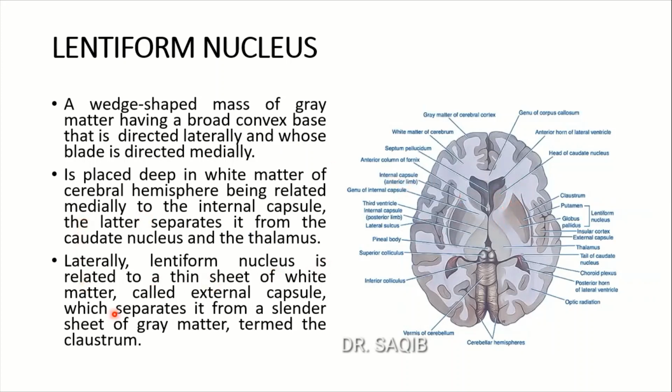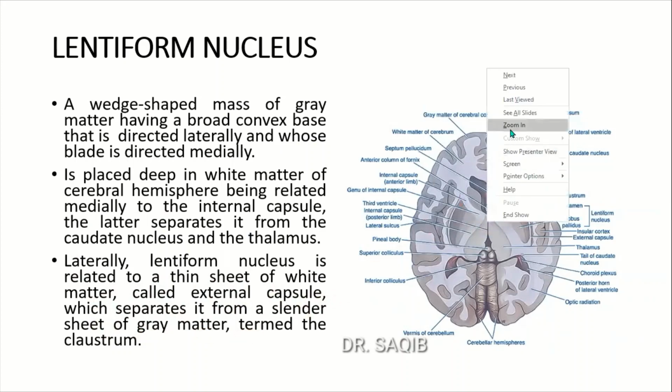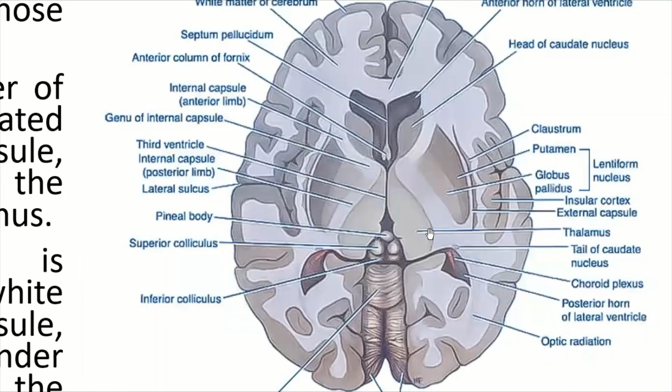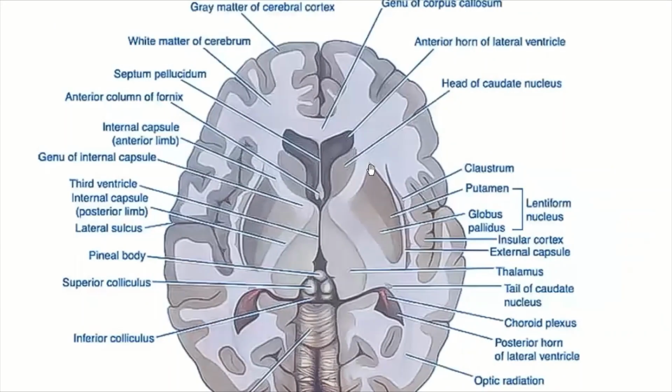Laterally, the lentiform nucleus is related to a thin sheet of white matter called the external capsule, which separates it from a slender sheet of gray matter termed the claustrum. So let's see all these structures. You see here, this is the claustrum, gray matter. Going on, this is the external capsule.